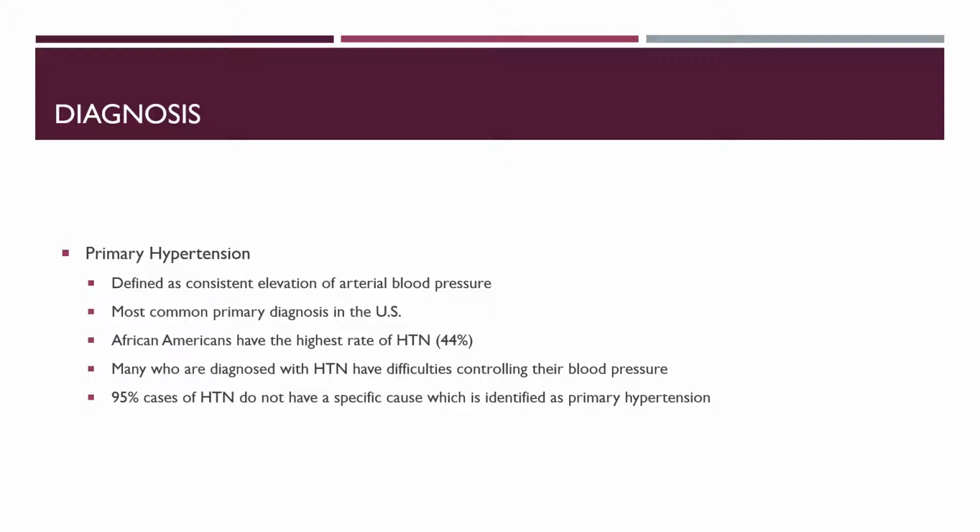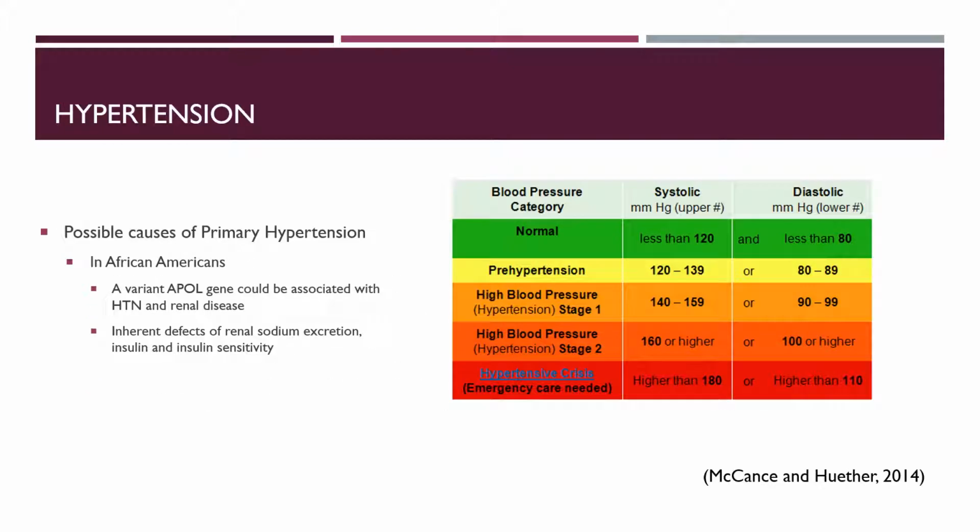95% of cases of hypertension do not have a specific cause. So let's discuss some possible causes of hypertension. EW might have a variant APOL1 gene, which could be associated with hypertension and renal disease. This gene is found in African Americans. It can also be from inherent defects of renal sodium excretion and insulin insufficiency.